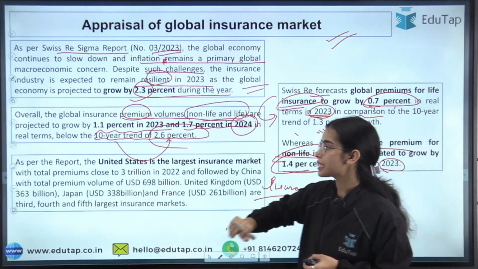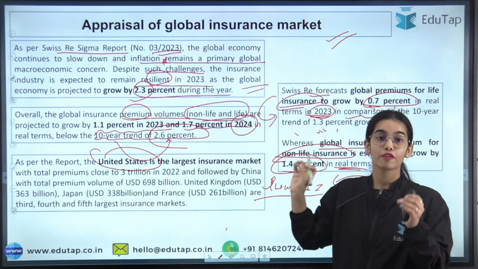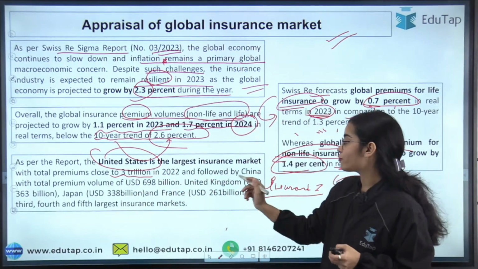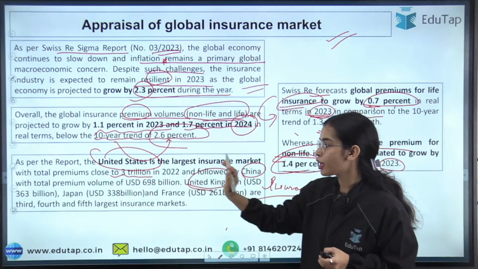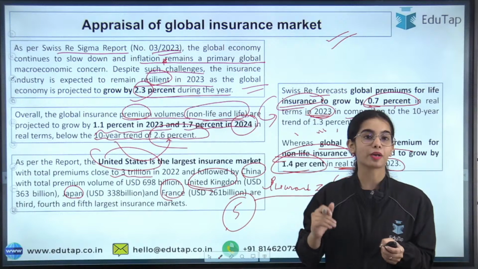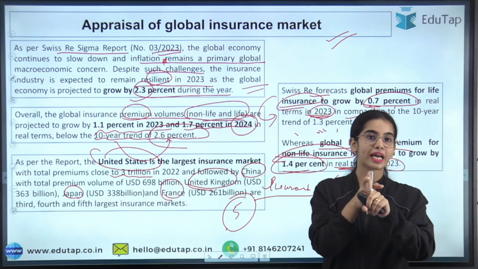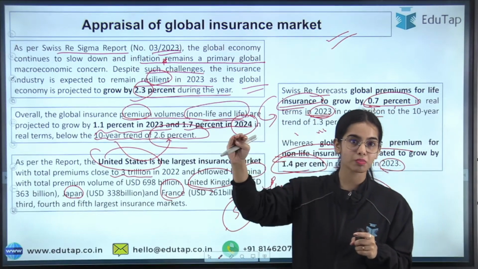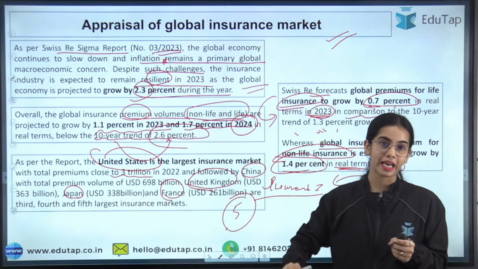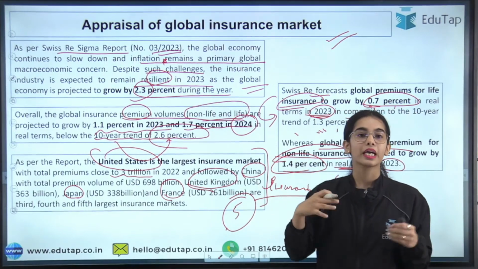Okay. Now the next thing is, as per the report, the United States is the largest insurance market with total premiums close to USD 3 trillion in 2022, followed by China, followed by United Kingdom, followed by Japan and France. So these are the top 5 insurance markets at the global level. So the top market is which? The US, that is the United States, has the largest insurance market. After that there is China, after that United Kingdom, after that Japan and France. Okay, so these are the top 5 insurance markets at the global level.